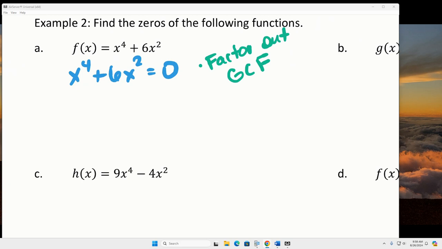What is the greatest common factor? Yes. Right, and when I factor out a common factor, it's like the reverse of the distributive property. And so when you do distributing, you're multiplying. When you're factoring out, you're dividing. So if I divide x's, what do I do with the exponents? Subtract. So when I divide out x squared, it leaves me with x squared.